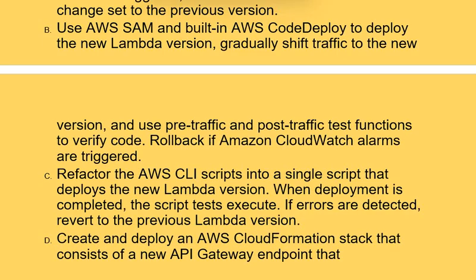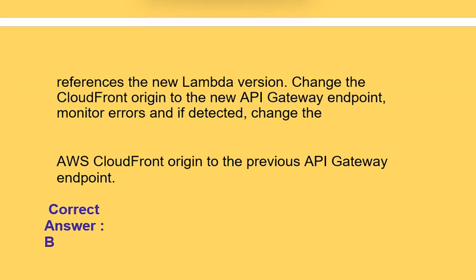Option D, create and deploy an AWS CloudFormation stack that consists of a new API Gateway endpoint that references the new Lambda version. Change the CloudFront origin to the new API Gateway endpoint. Monitor errors and if detected, change the AWS CloudFront origin to the previous API Gateway endpoint. Correct answer is option B.